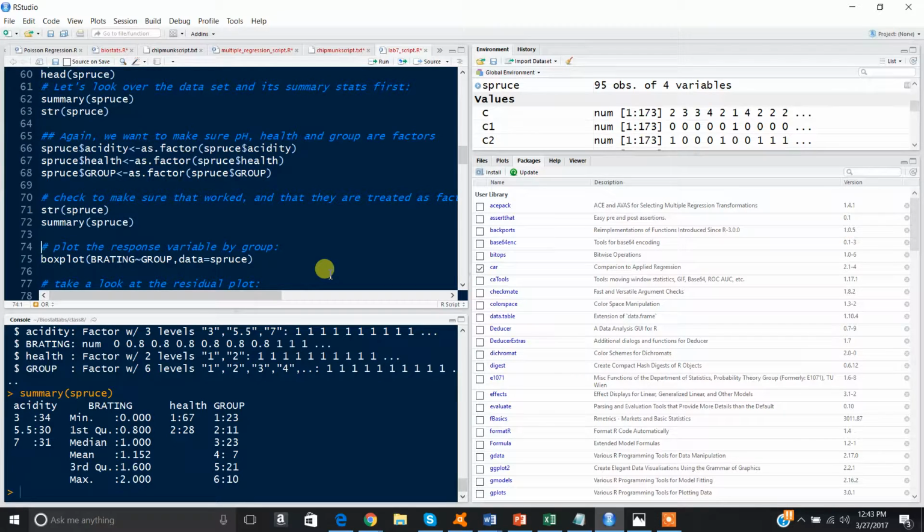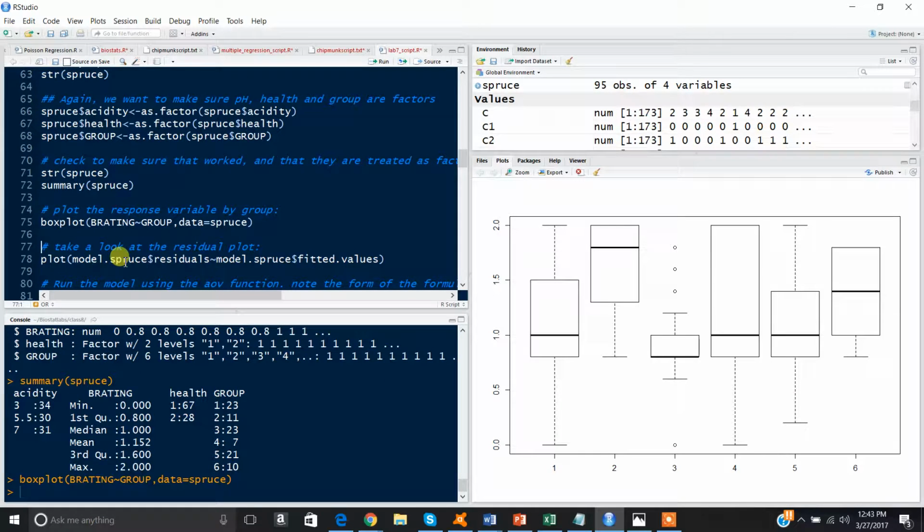Okay. So before we can build the model, we need to check assumptions. And there are 2 assumptions for crossed ANOVAs. First is normality, and the second is homogeneity of variance. So we're going to take a look at the box plots and use these as visual tests for normality, plotting the response variable, which is your B rating, by group. So we're going to separate it out per group. So run that.